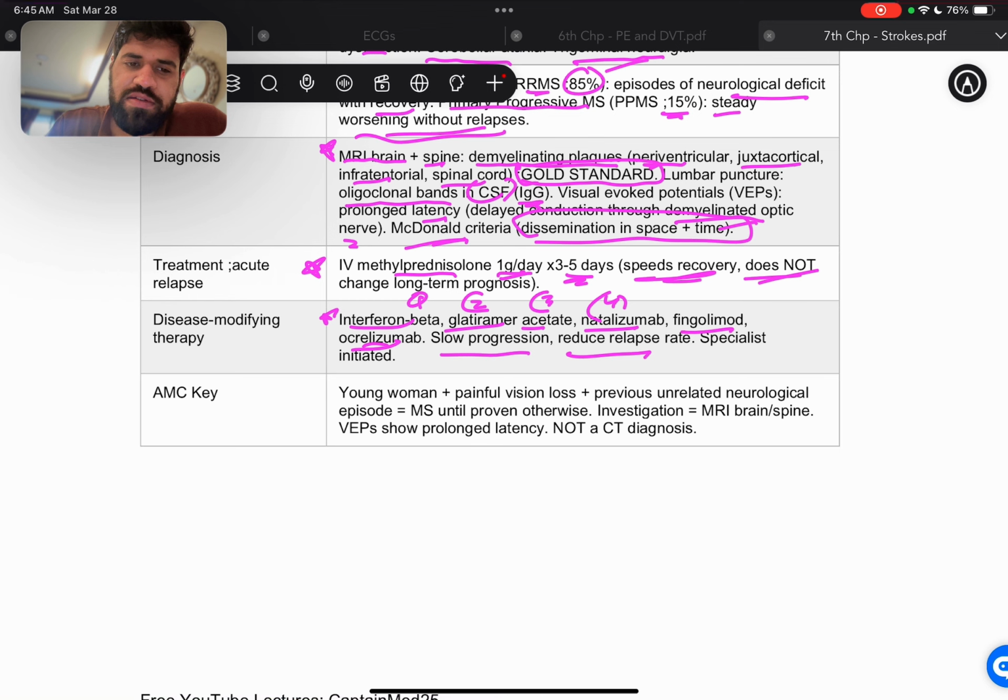But remember that these are the disease-modifying drugs that are given for chronic conditions to reduce the progression and to give us a better prognosis, but they can only be prescribed by specialists.